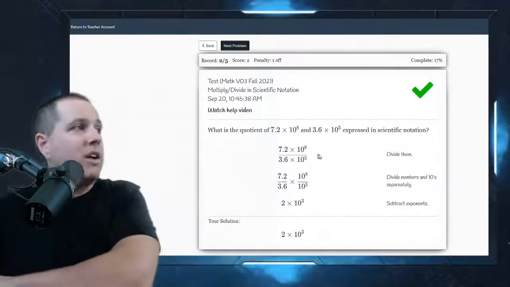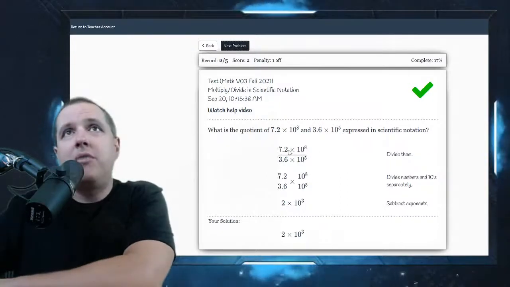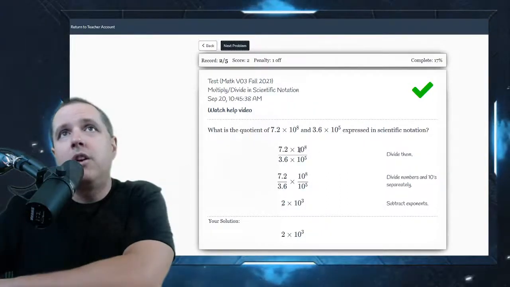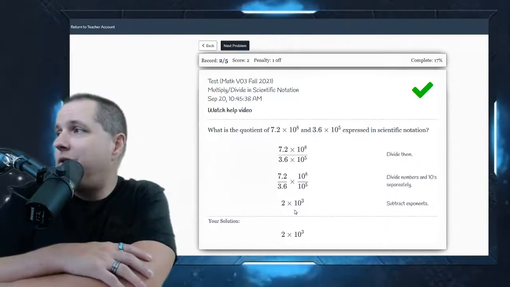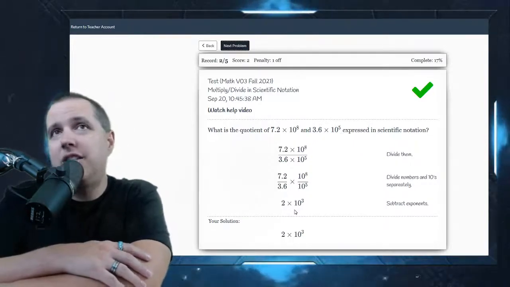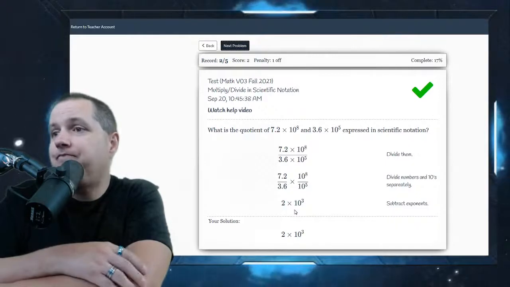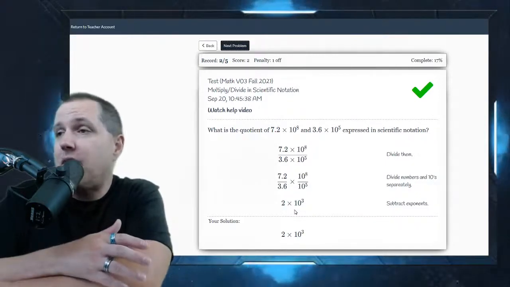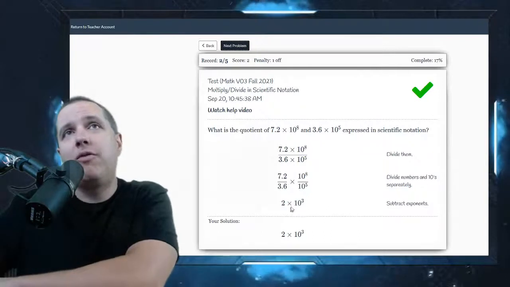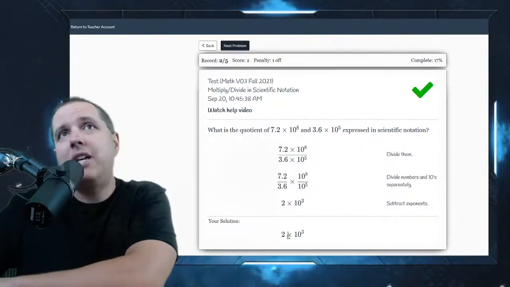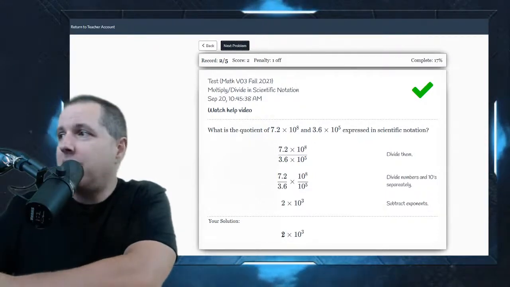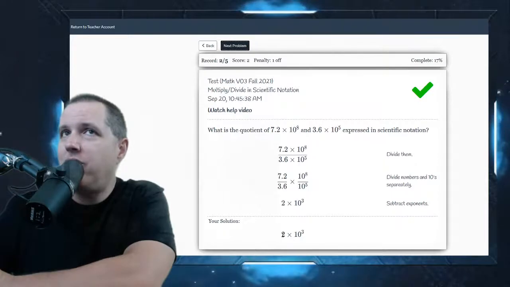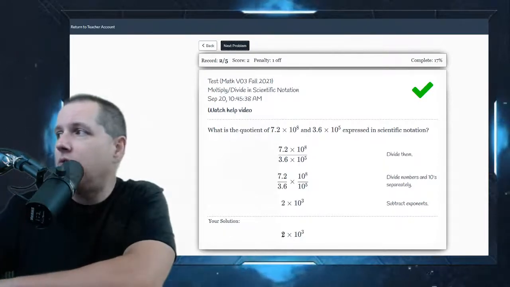Yep. So see how it works? You're dividing the A and B part to get 2. You're subtracting the exponents to get 10 to the 3rd, and your final answer, 2 times 10 to the 3rd. So if you understand the multiplication, the division's the same thing. It's just that you have to subtract instead of adding. Now, one thing to be careful about here, what can happen is your A can end up being too small. So it can be less than 1, and all you do is you make that adjustment. Like we've been adjusting that A value. You make the adjustment, and then you're good to go.